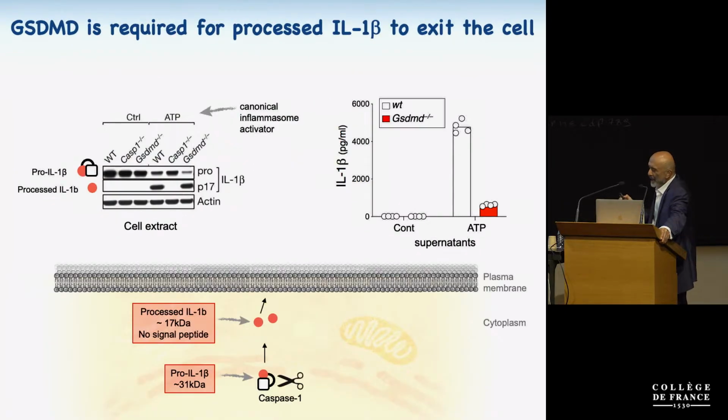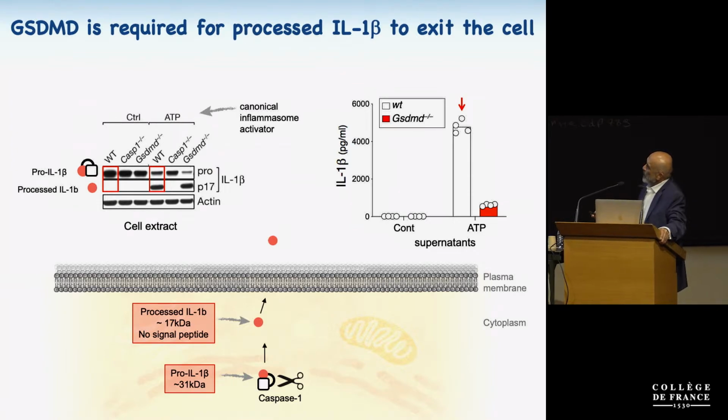So, is Gasdermin D really involved in the secretion of IL-1 beta? Well, let's look at the data. What we're going to look at is the processing of pro-IL-1 beta, which is about 31 kD, to the processed form, about 17 kD. We can look at that by simply doing an immunoblot. We are then going to measure release of the processed IL-1 beta by doing an ELISA. Okay, now let's look at the data. We're looking at wild-type macrophages treated with an inflammasome activator.